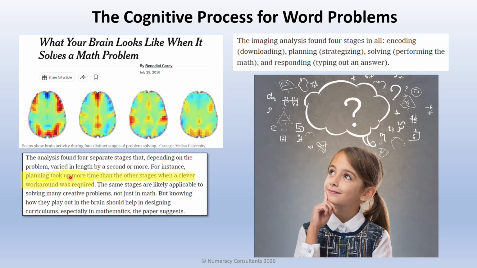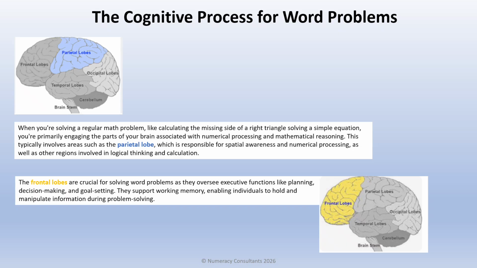For instance, planning took up more time than the other stages when a clever workaround was required. So just remember, the brain is heavily engaged at the beginning, but different parts of the brain are being used during different stages. So we're going to take a closer look at the next slide at what parts of the brain do what and how that can help us with our instruction.